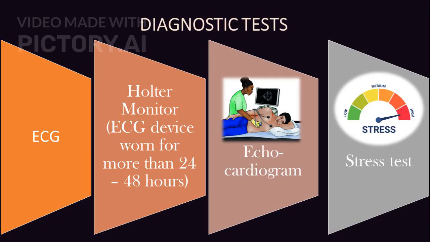Diagnostic tests for arrhythmias include ECG, Holter monitoring, echocardiograms, and stress tests, each offering unique insights into heart function and rhythm abnormalities.